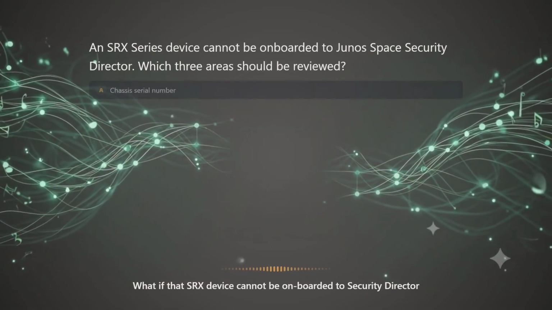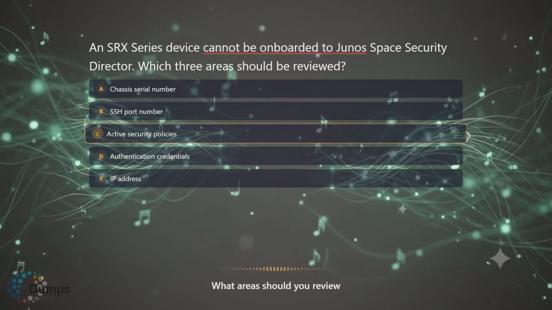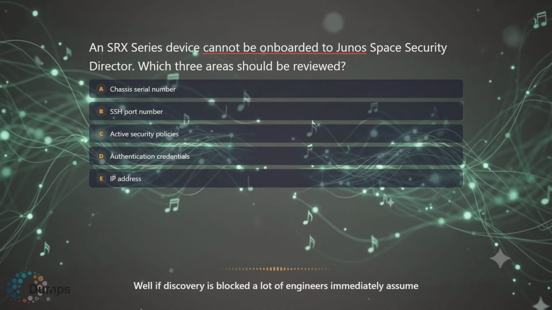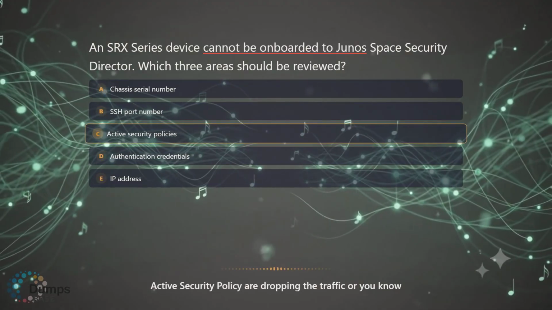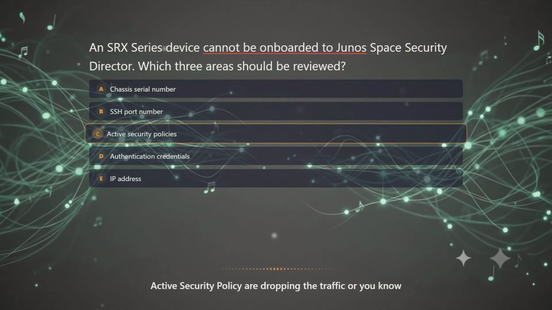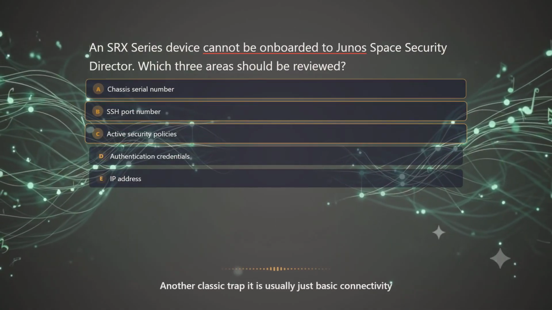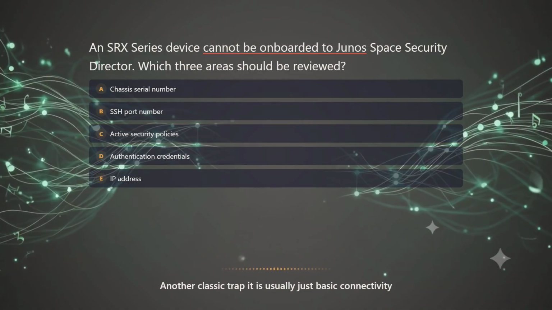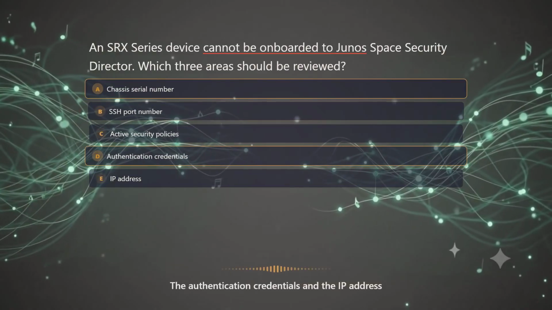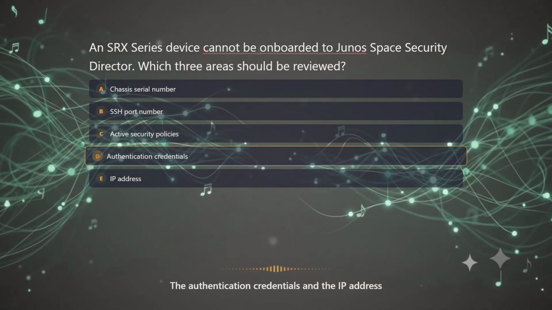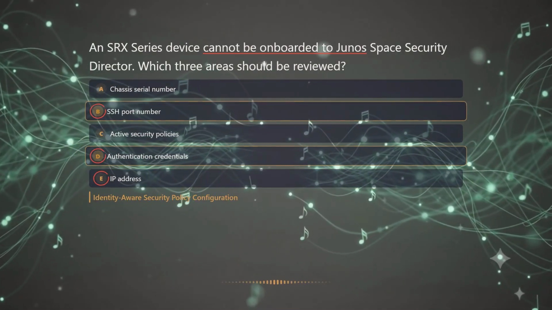Okay, but here's the tricky scenario. What if that SRX device cannot be onboarded to Security Director? What areas should you review? Well, if discovery is blocked, a lot of engineers immediately assume active security policies are dropping the traffic, or maybe there is a serial number mismatch. Another classic trap. It is usually just basic connectivity. You just need to check the SSH port number, the authentication credentials, and the IP address. Just the basics. Yeah, active policies do not normally prevent that initial handshake. Good to keep in mind.